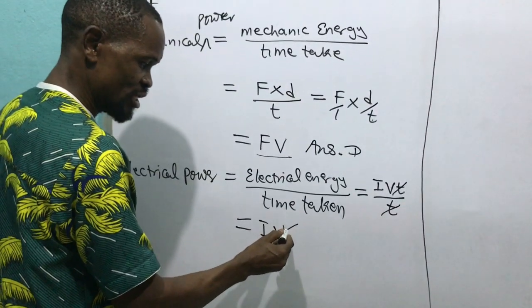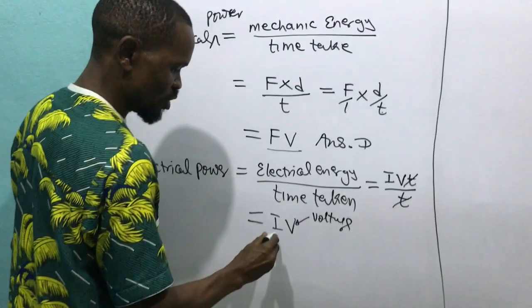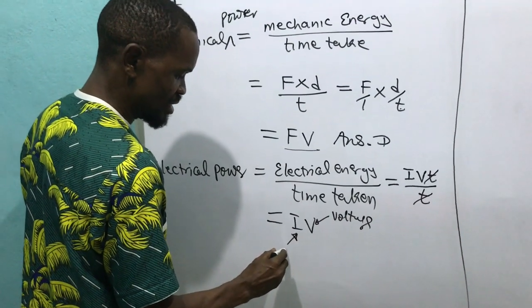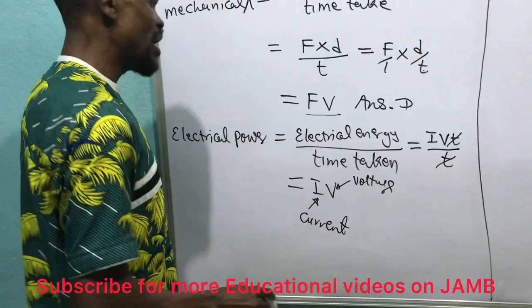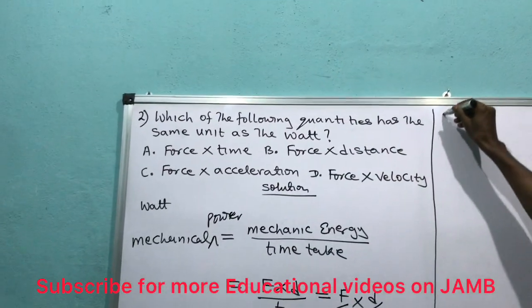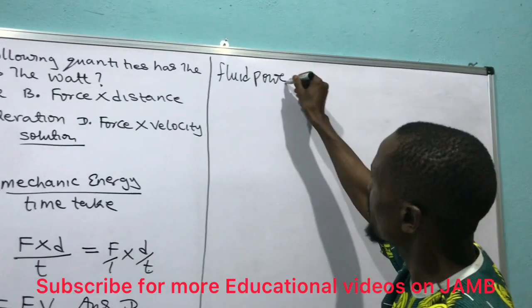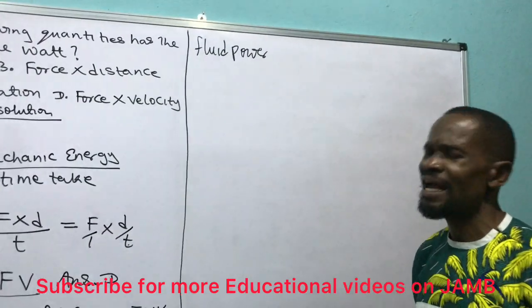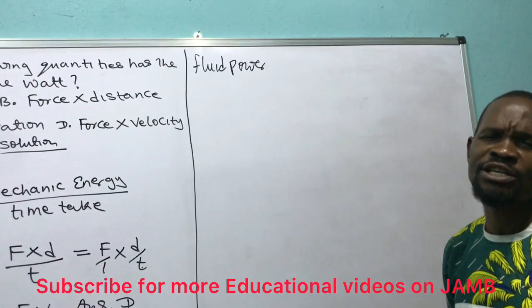This is the voltage, this symbol is voltage. And this is current in ampere. As well, we have what we call fluid power. Fluid power is found in a hydraulic machine, just like an excavator.